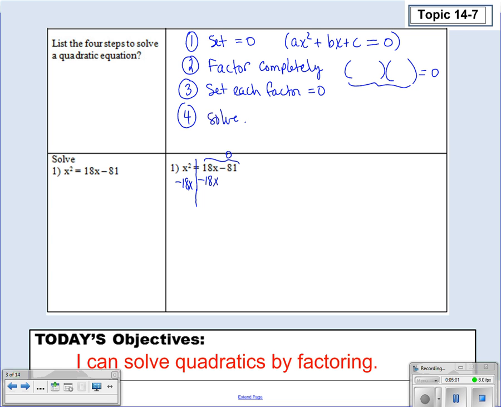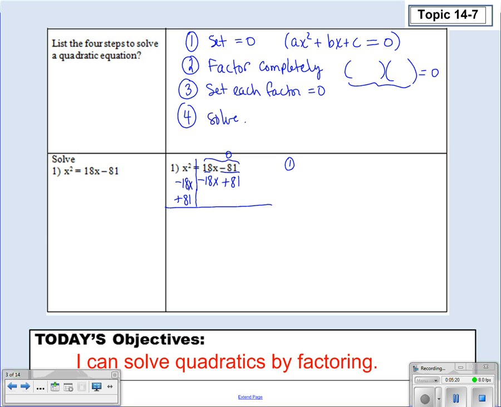Because when I add the positive 18 and negative 18, it will be equal to 0. I also have a negative or minus 81. Do the opposite, we'll do plus 81. So if I add plus 81 on the right, I have to add plus 81 on the left. So our first step then was to get it equal to 0.